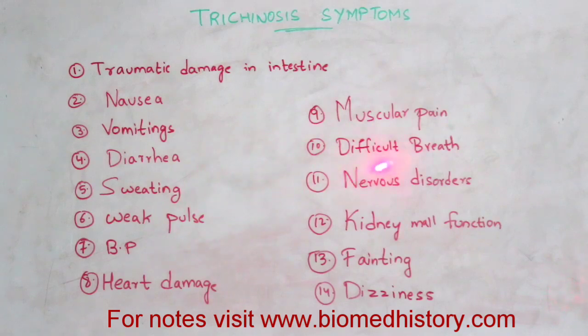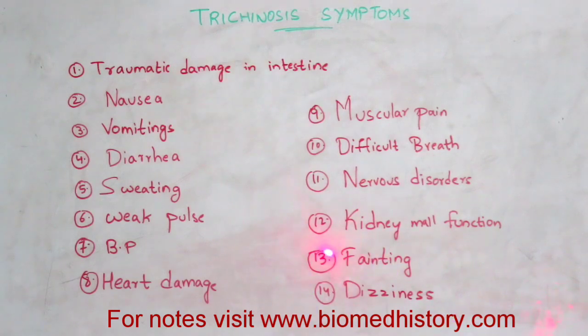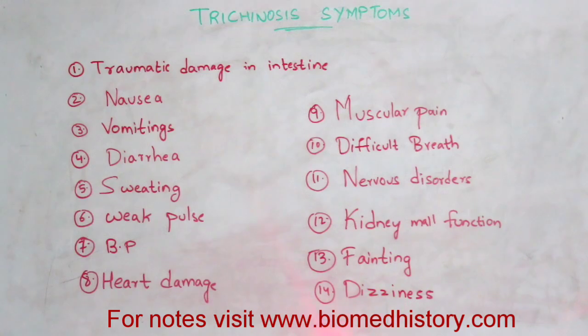The ninth one is muscular pain, then difficulty breathing, and nervous disorders. Nervous disorders are ataxia, paralysis, sclerosis, dysautonomia, carpal tunnel syndrome, and so on. There are many nervous disorders which can be seen in a person infected with this disease. The 12th one is kidney malfunction, that is, stones occur in the kidneys, or there is slight damage within the kidneys, and no proper purifying of water takes place. The 13th one is fainting, where you feel unconsciousness, and the 14th one is dizziness, which is feeling ill.